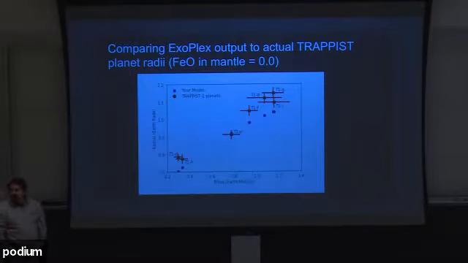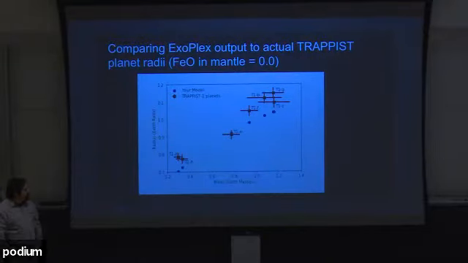So we actually found that for almost all of our planets, none of them were consistent. So this is our model. The blue dots are our model, and the black squares are the measured values. And this is for putting no iron in the mantle. And we found that we could only reproduce TRAPPIST-1e. For all the other planets, we found radii that were too small for what they've actually been measured to be.